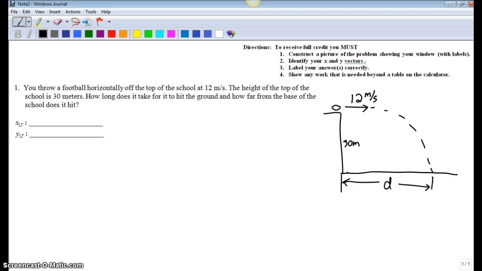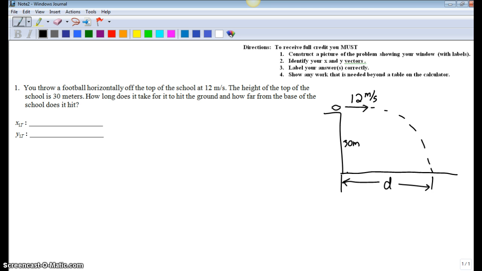As far as showing your window with labels, I'm just saying that this is our x-axis label and our y-axis label for our window. So on the y-axis we're showing 30, and the x-axis is our unknown, so that's our D. So let's get to work on our vectors.